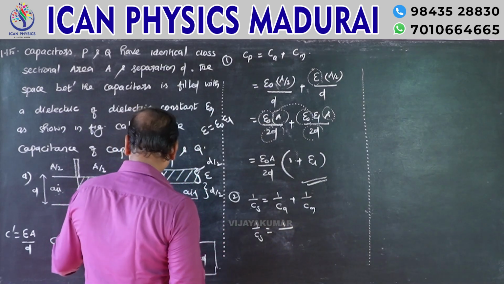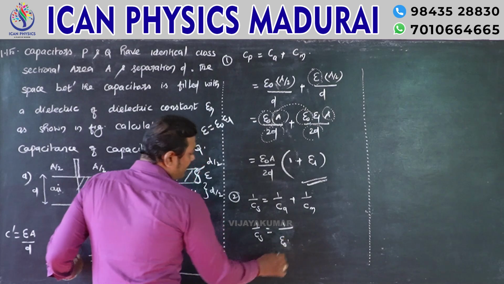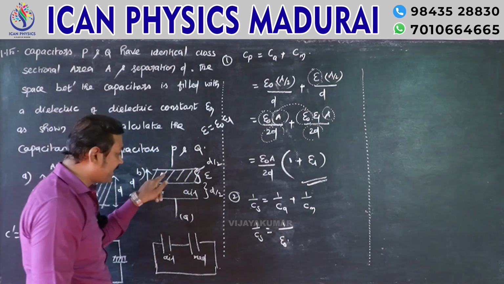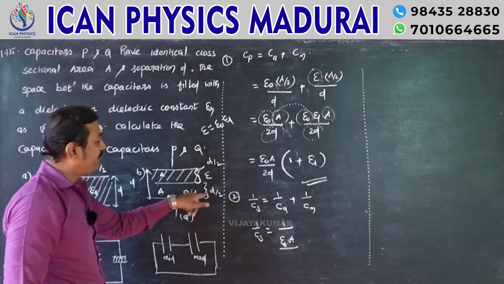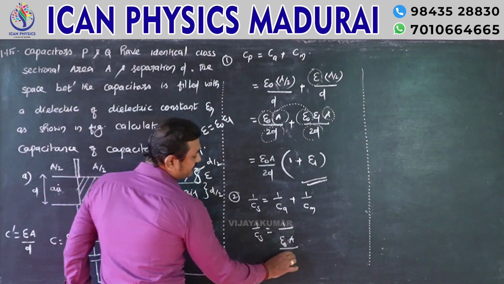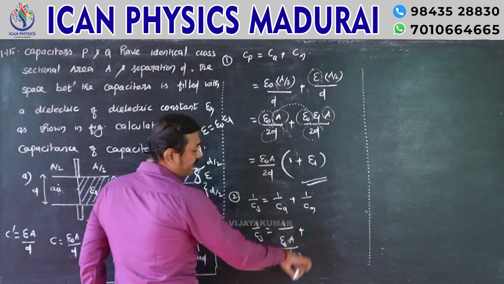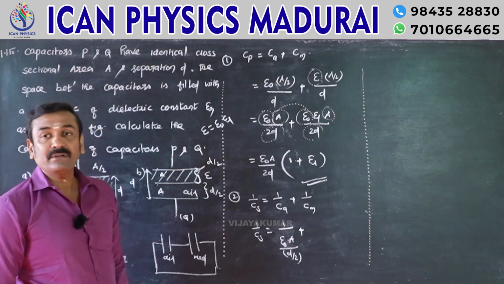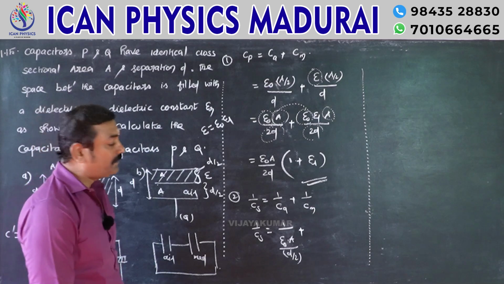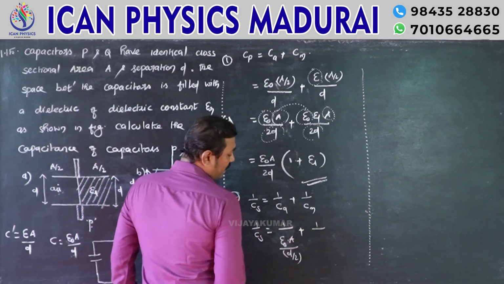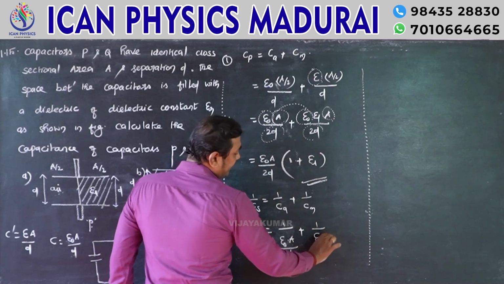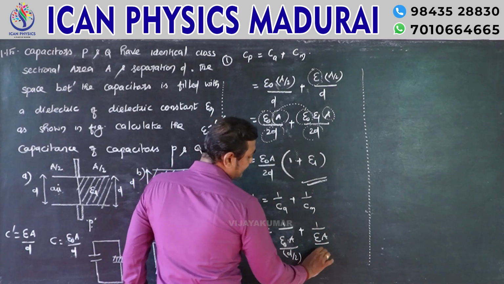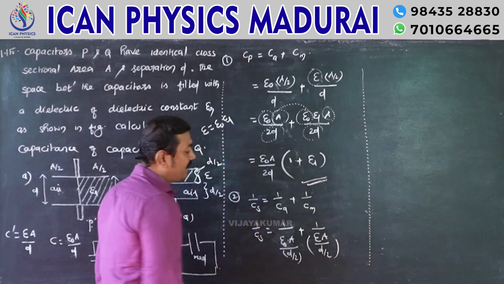So what is Ca? Epsilon 0. What about the area? The area remains the same, divided by the distance. What happened to the distance? It becomes D by 2. Can you say what happened to the second part, that is, the capacitor in the medium? Cm is epsilon, the area remains the same, and the distance becomes half. Do you get it now?